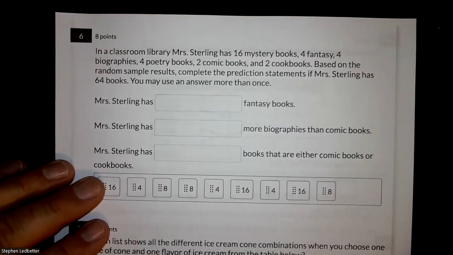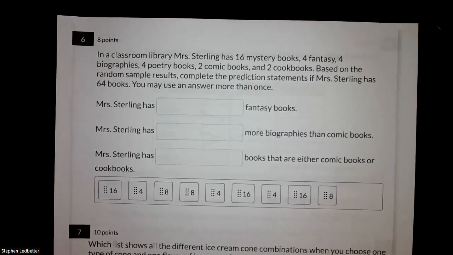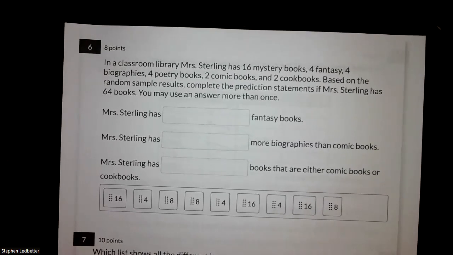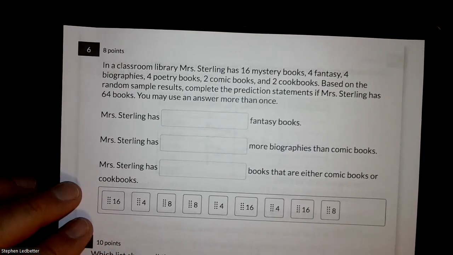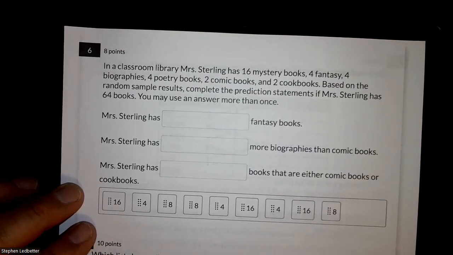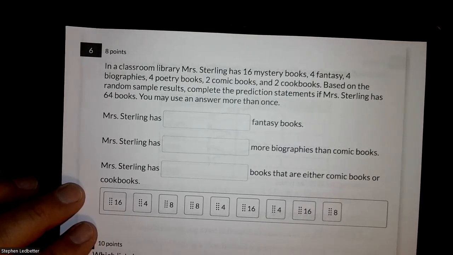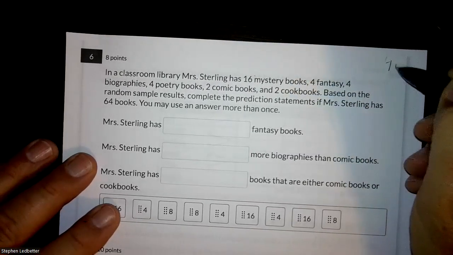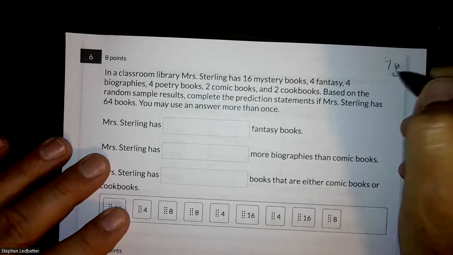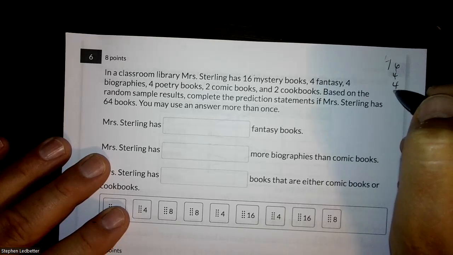All right, and number 6, in a classroom library, Miss Sterling has 16 mystery books, 4 fantasies, 4 biographies, 4 poetry books, 2 comic books, and 2 cookbooks. Based on the random sample's results, complete the prediction statement if Miss Sterling has 64 books. Okay, so how many books does she have first? 16. So I'm going to add 16 plus 4 plus 4 again plus 2 and 2.